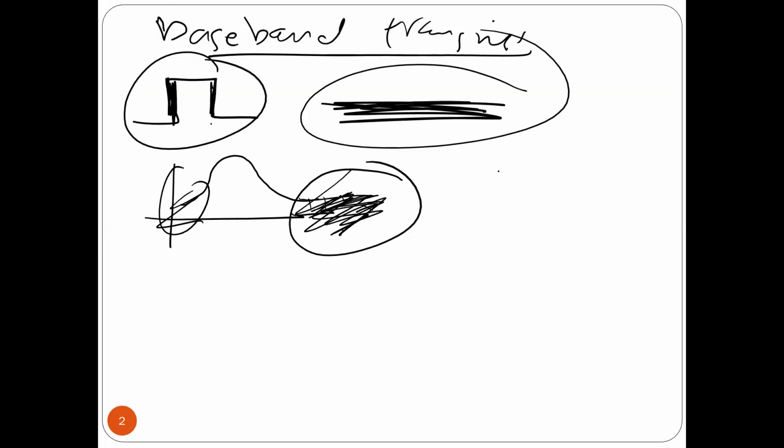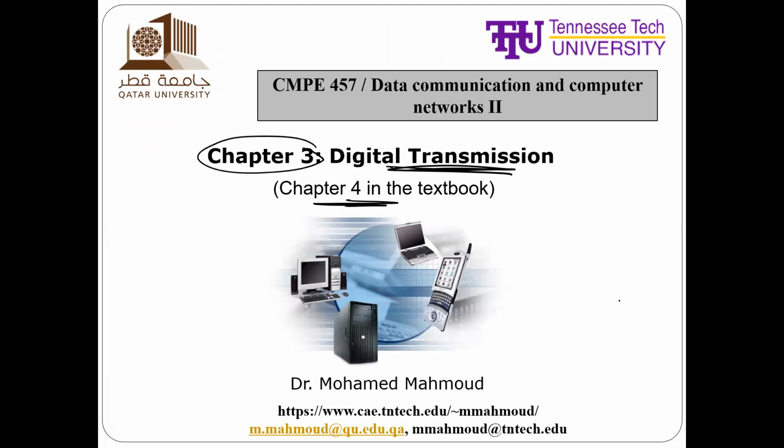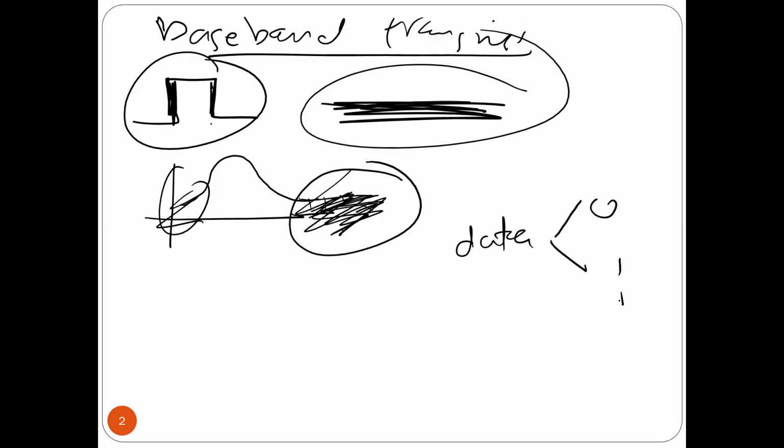How can we transmit data? When I say data, for sure you know, I mean 0s or 1s. How to transmit these 0s and 1s using digital signal, or discrete signal, as you will see.